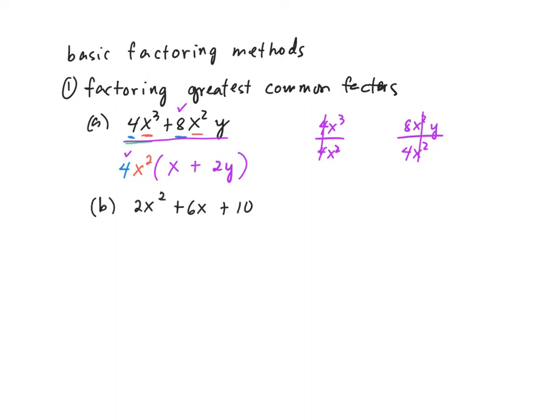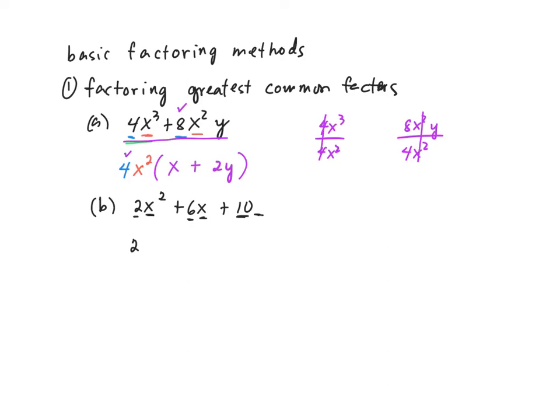Let's take this next example, 2x squared plus 6x plus 10. Let's go ahead and start by finding the greatest common factor. Let's start off with the numerical coefficients 2, 6, and 10. The greatest common factor of 2, 6, and 10 is 2, so we write that down here. Then we look at the variable. We have x squared here, x, but this third term does not have an x with it. So it means that x is not a common factor. So the greatest common factor of this polynomial is just 2.